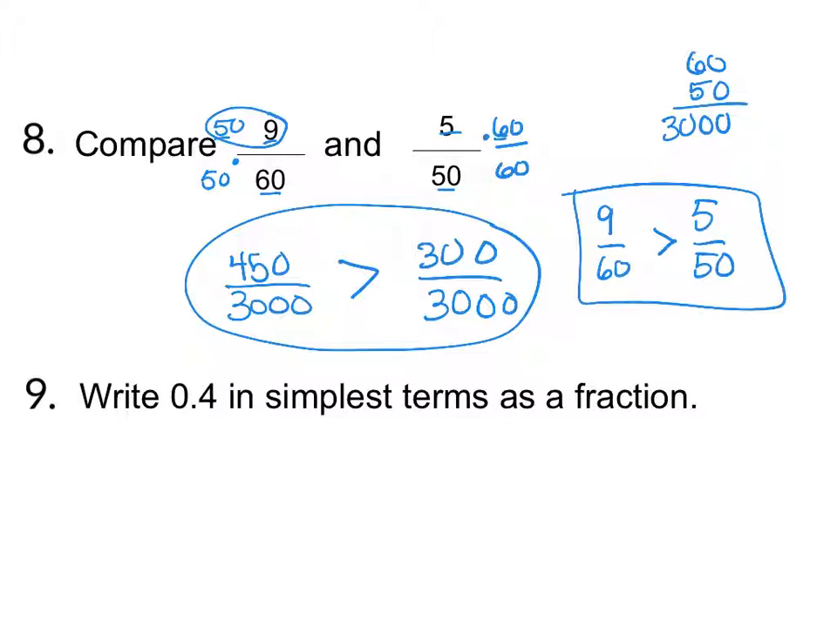Okay, write 0.4 in simplest terms. Well, this is in the tenths place, so that means 4 tenths. And then I would just need to simplify by dividing by 2 on the top and 2 on the bottom. So I get 2/5 would be my simplest form as a fraction.